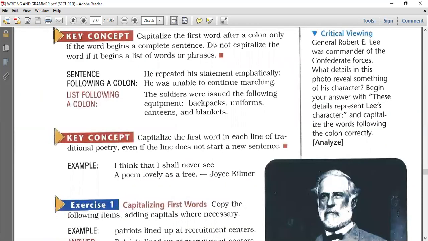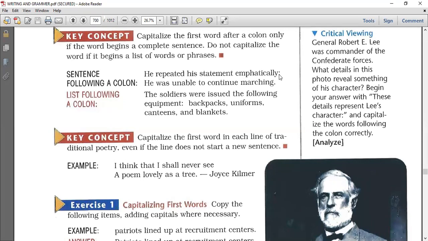So here, capitalize the first word after a colon only if the word begins a complete sentence. But if we have a colon, 2 dots, as you know, capitalize the first word after it only if it begins a complete sentence. Do not capitalize the word if it begins a list of words or phrases. You know, we use colons, as you do in SAT, for 2 main things. Beginning a new idea, if this is the case, capitalize the first letter of the first word. Or having a list. If this is the case, don't capitalize any word. He repeated his statement emphatically.